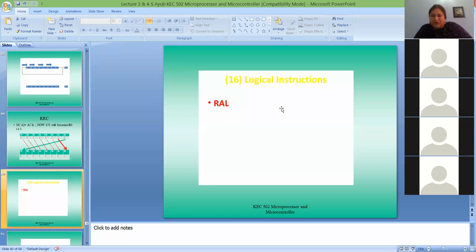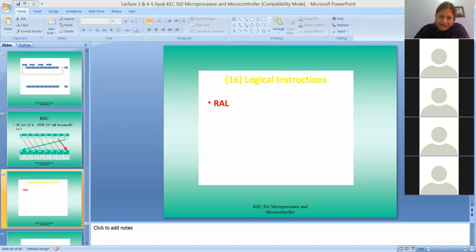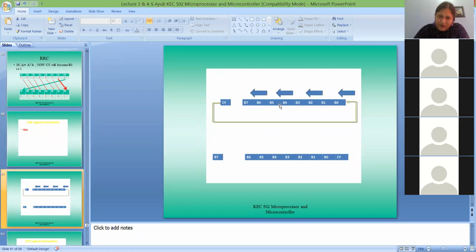Further moving ahead, RAL, that means rotate accumulator left. But this is with carry. When C is not written, it is with carry. If C is written, it is without carry. So here C is not written, that means it is with carry. It is rotating the contents of accumulator towards left with carry. So we'll see the next contents, how it works.